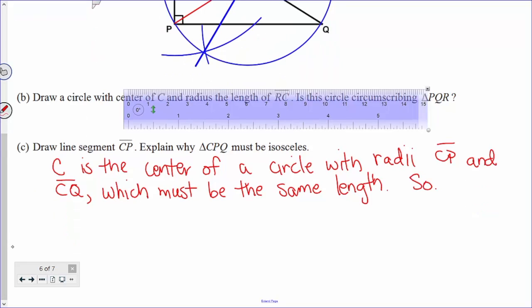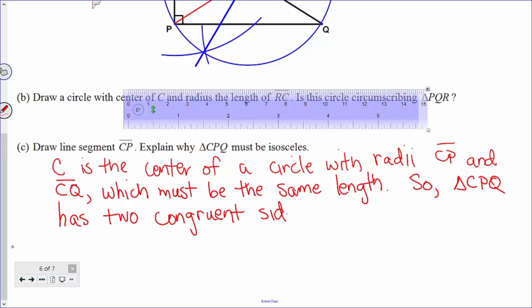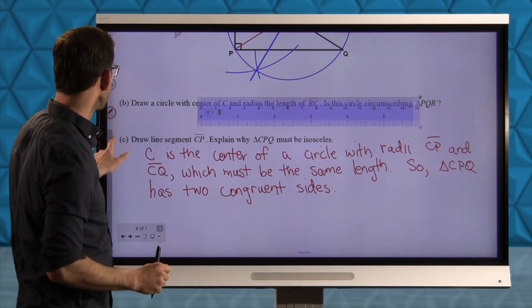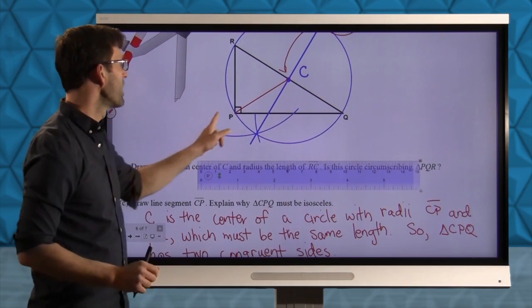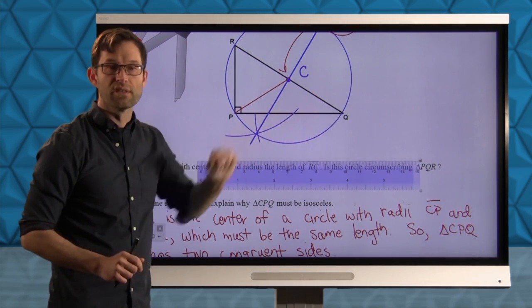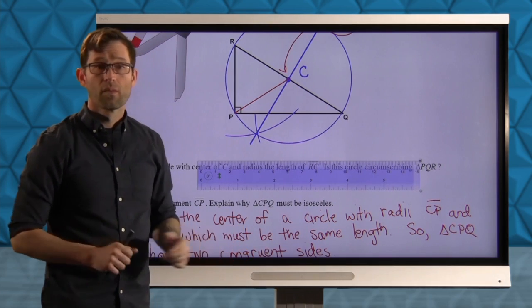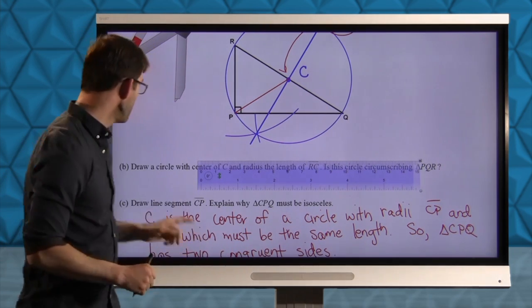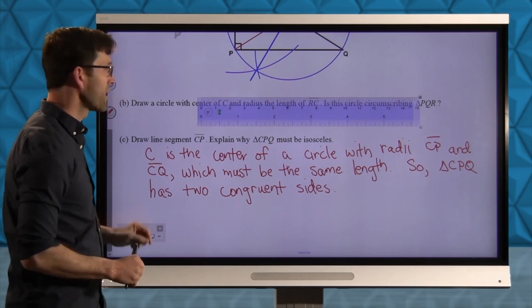So, triangle CPQ has two congruent sides. And maybe I should say at least two congruent sides. It may have three, but it doesn't appear in this diagram that PQ is the same length as these two. All right, that's it. Let me bring this back up.